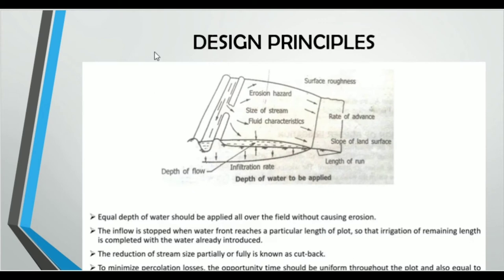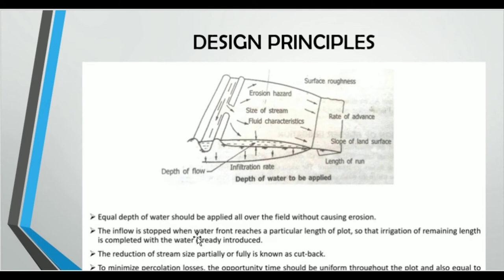And for the next topic, the design principle. The design of the border irrigation should satisfy all these conditions. Equal depth of water should be applied all over the field without causing erosion. The inflow is stopped when the water front reaches a particular length of the plot so that irrigation of the remaining length is completed with water already introduced.